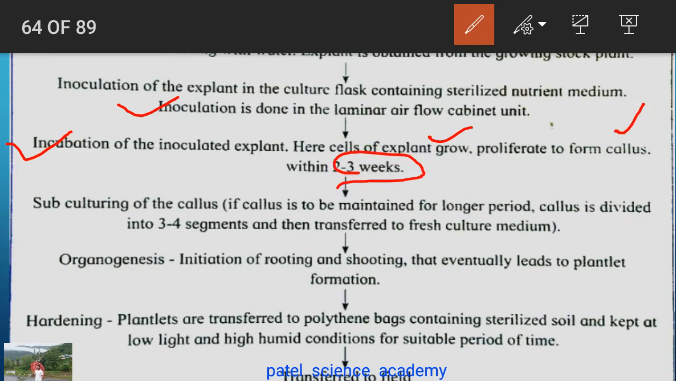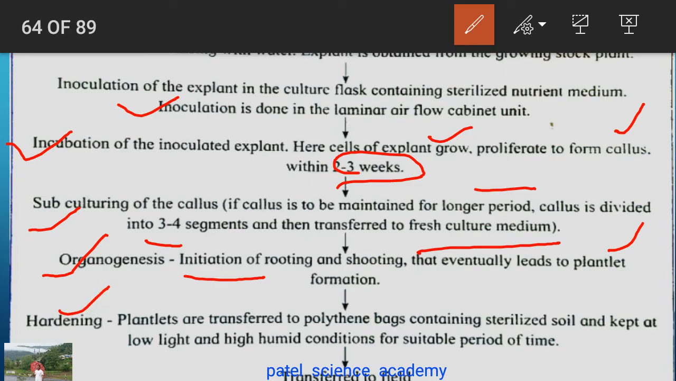What happens after the formation of the callus? Subculturing of the callus. If the callus is to be maintained for a longer period, the callus is divided into 3 to 4 segments and then transferred to fresh culture medium. Then it goes for organogenesis, and I have explained that: shoot system formation and root system formation. The initiation of rooting and shooting eventually leads to a plantlet, meaning a small plant formation. Thereafter it goes for hardening.